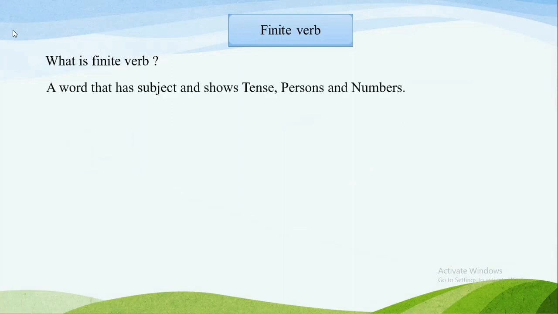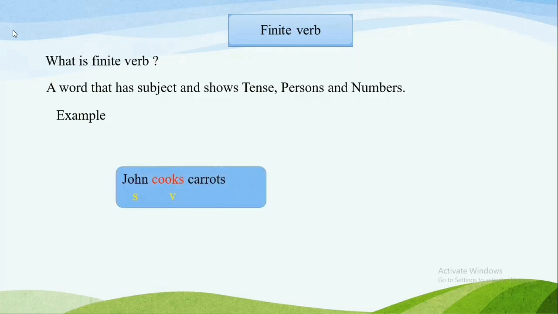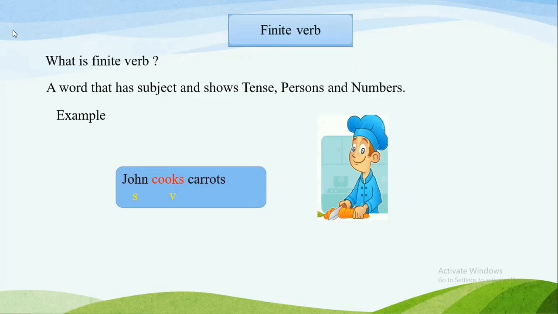What is a finite verb? A word that has a subject. It shows tense, person and number. Here is an example. John cooks carrots. The finite verb is cooks. The subject is John. The tense of the verb is present tense.